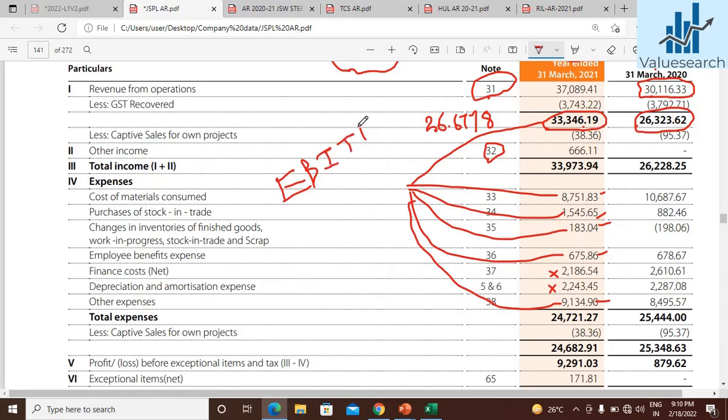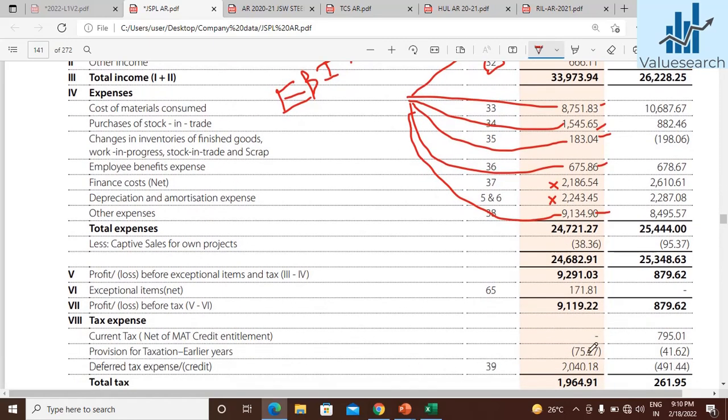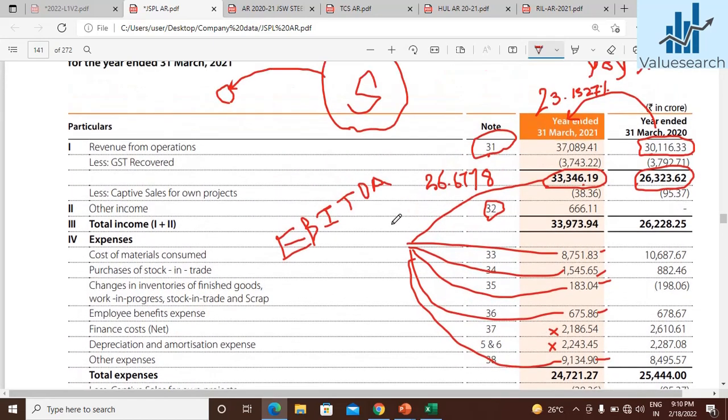You will arrive at the company's EBITDA, which means the company's operating income. Whatever money the company earns from its actual operation is called EBITDA, which is earnings before interest. We haven't considered interest, which is the finance cost. We didn't consider tax; tax is far below, so we have not considered the tax amount in our calculation. DA means depreciation and amortization expenses, and we have also ignored this amount. So in the calculation of EBITDA, we have considered this amount minus this, this, this, this, this.